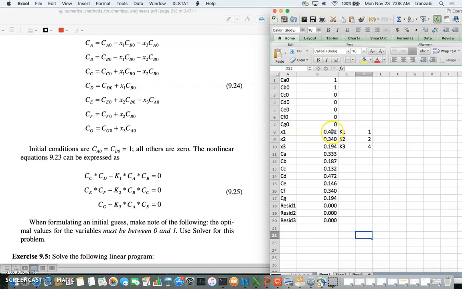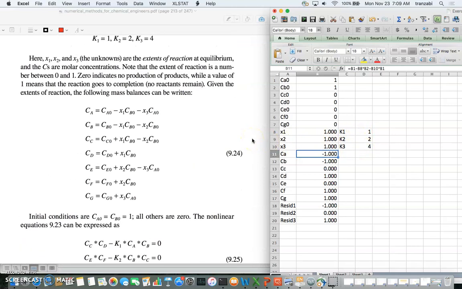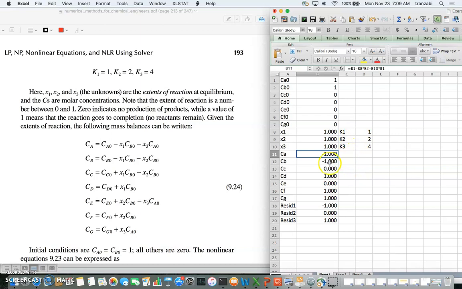X1 through x3, we make a guess right here. So I'm going to guess 1, 1, 1, and make sure the extent of reaction is between 0 and 1. If the solution comes out bigger than 1, that's invalid. It has to be between 0 and 1. And I know the rate constants, K1 through K3, they're just 1, 2, and 4. I have them here. Then here, I just write the equations for Ca through Cg.